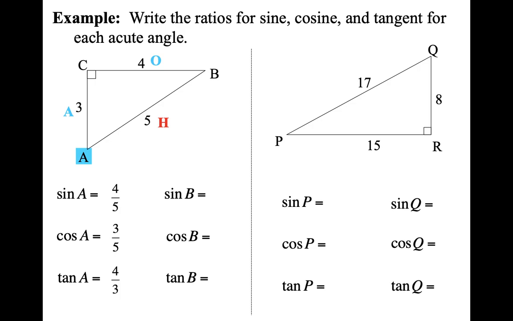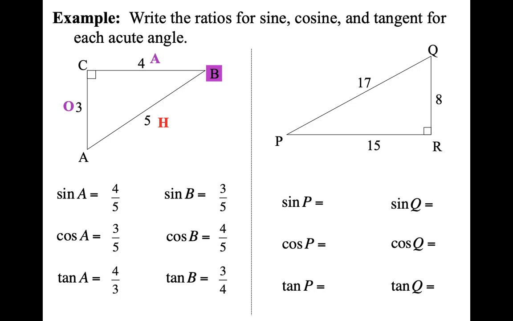All right, so now we're going to shift our perspective over to angle B. From the perspective of angle B, 3 is now the opposite leg and 4 is now the adjacent leg. So looking at the sine of angle B, we do opposite over hypotenuse, which is 3 over 5. For cosine of angle B, we have adjacent over hypotenuse, which is 4 over 5. And for the tangent of angle B, we have opposite over adjacent, which is 3 over 4.